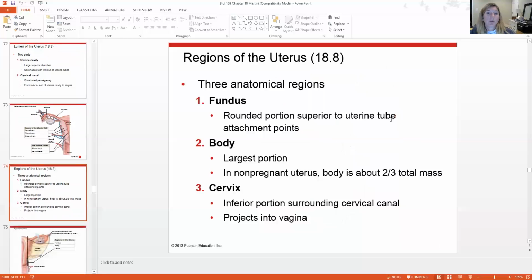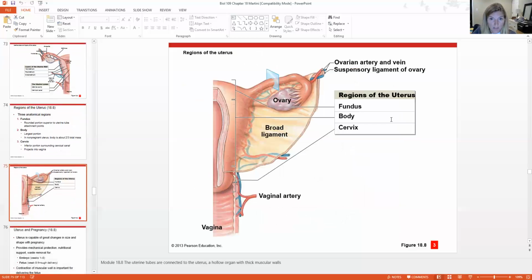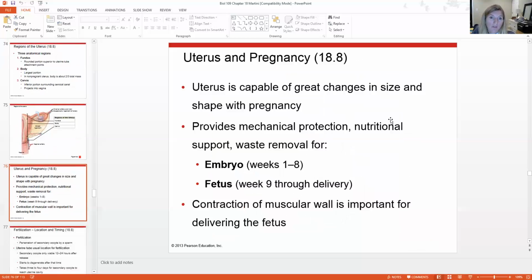There are anatomical regions to our uterus. There is the fundus, which is the rounded superior portion, the body, which is the large portion, and the cervix, which is the narrow opening passing into the vagina. Fundus, body, cervix. The uterus is capable of great changes in shape with pregnancy.